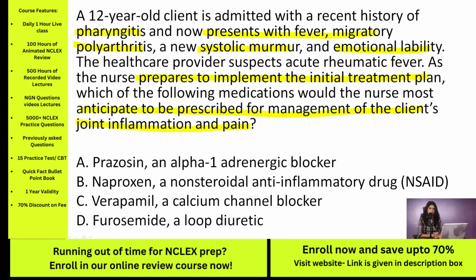Let's carefully go through the answer options together. Option A, prazosin, an alpha-1 adrenergic blocker. Option B, naproxen, a non-steroidal anti-inflammatory drug. Option C, verapamil, a calcium channel blocker. Option D, furosemide, a loop diuretic. Now let's examine which of these medications would be most appropriate to address the client's symptoms. The correct answer is option B, naproxen, a non-steroidal anti-inflammatory drug.